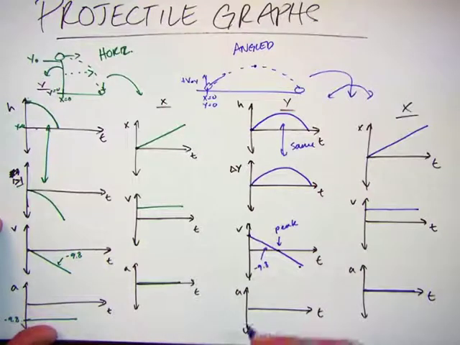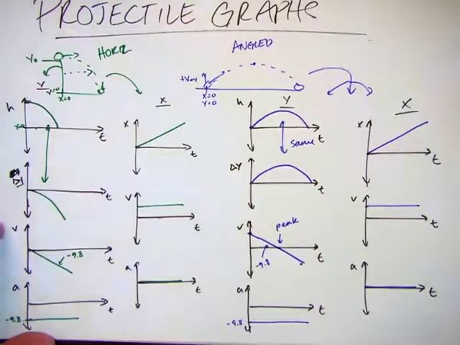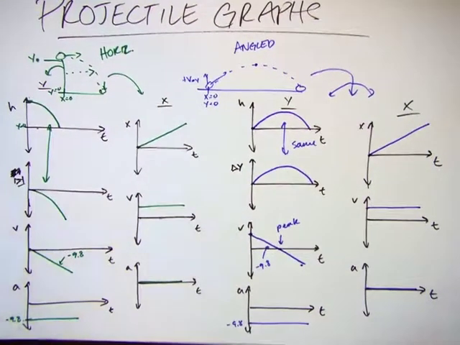So my acceleration graph, whether it's horizontal or angled, always looks the same for my y acceleration, always negative 9.8 meters per second squared. So hopefully that helps you to understand how to plot the position, velocity, and acceleration versus time for an angled and a horizontal projectile in both the y and the x directions. And this should help you understand the constant velocity motion in the x versus the accelerated motion in the y.